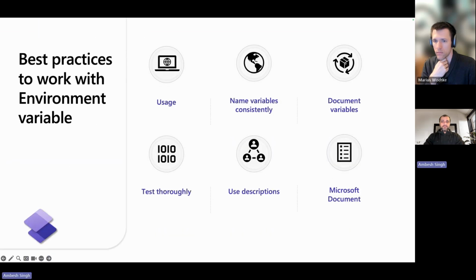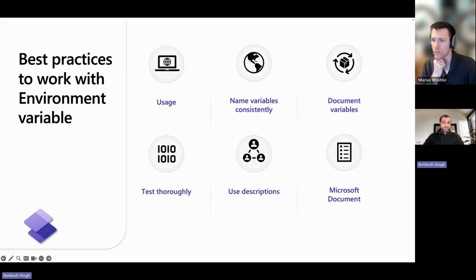When working with environment variables for site settings, it is important to follow some best practices to ensure efficient and effective management. Let's talk about some key recommendations. Use the feature only for ALM-related settings or secrets. Avoid using it for all site settings because it can lead to performance degradation.